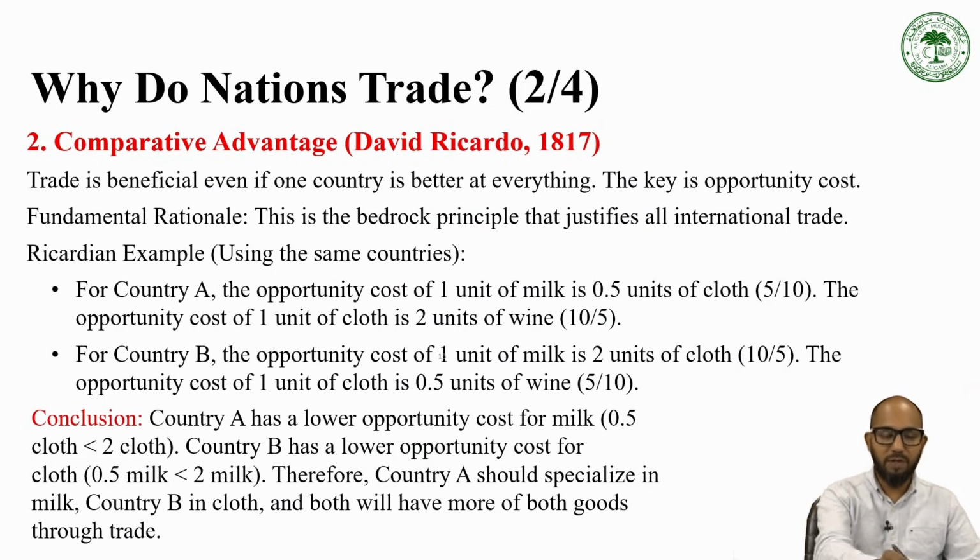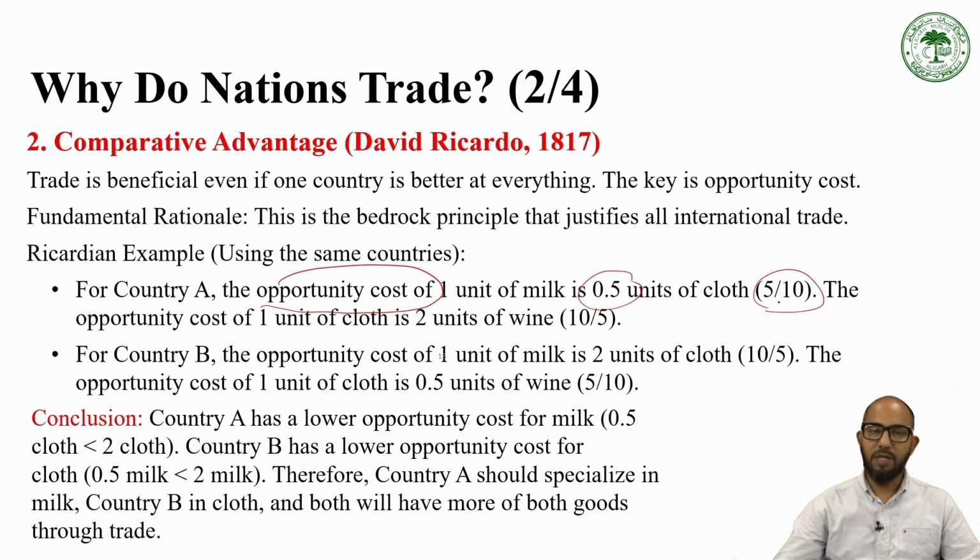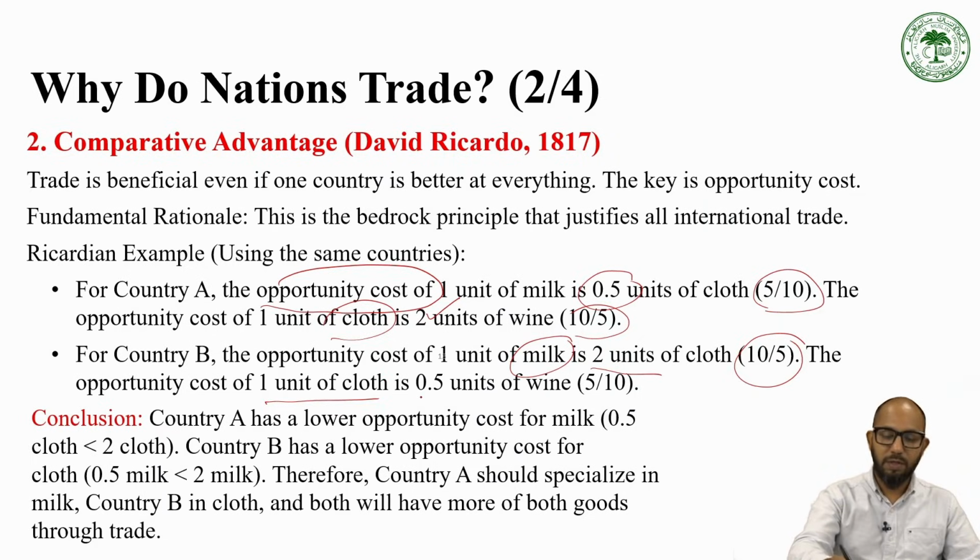If we calculate the opportunity cost for country A, the opportunity cost of milk is 0.5, that is 5 divided by 10. On the other hand, the opportunity cost of cloth is 10 divided by 5, which is equal to 2. For country B, the same calculation applies: the opportunity cost of milk is 2 units, that is 10 by 5, and the opportunity cost of 1 unit of cloth is 0.5, which is 5 by 10.